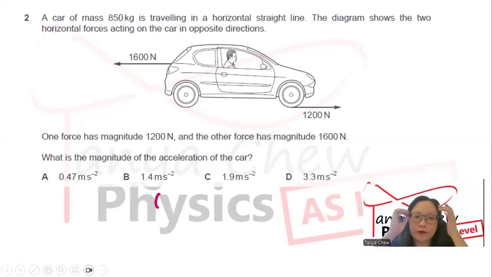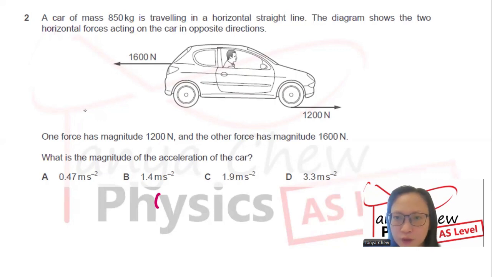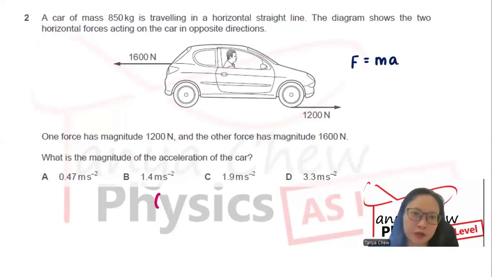First of all, if you want to find the magnitude of the acceleration of the car and the forces are given, just use this equation. So I'm going to use F equals ma. But you have to bear in mind the F that I'm talking about here must be a resultant force. Since there are 2 forces acting on the car, you have to find the resultant force acting on the car. I would take the larger magnitude as positive direction because force is a vector quantity, direction counts.